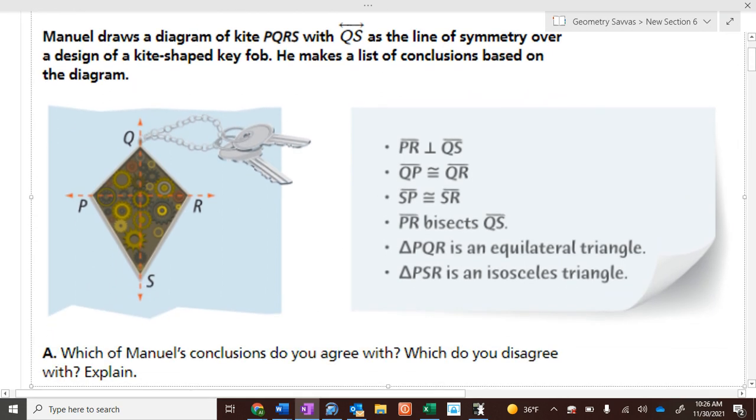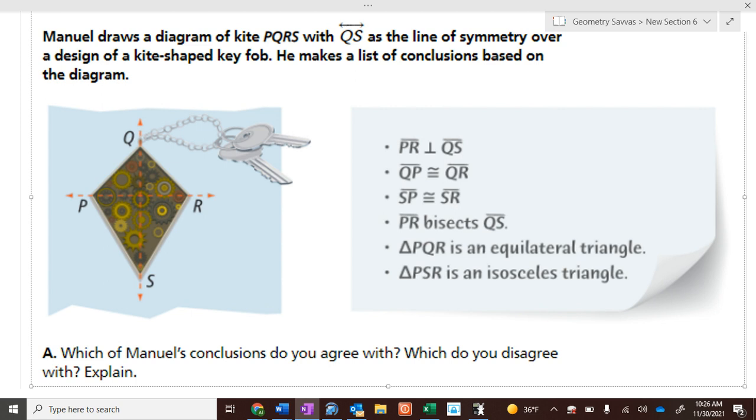Manuel draws a diagram of a kite, PQRS, with QS as a line of symmetry over the design of a key-shaped fob. He makes a list of conclusions based on the diagram. Which ones are correct? Which ones look to be incorrect?